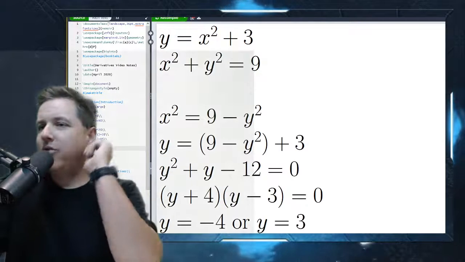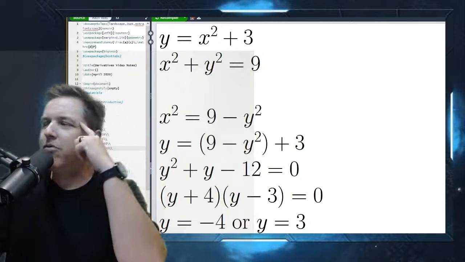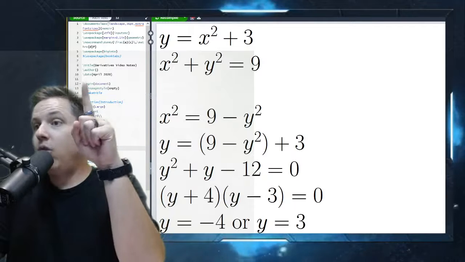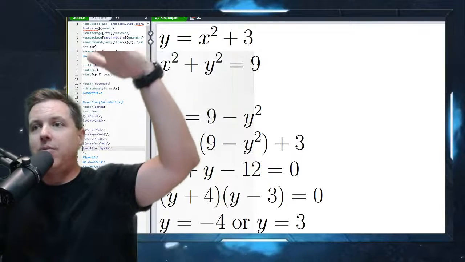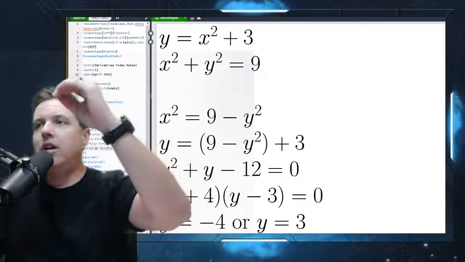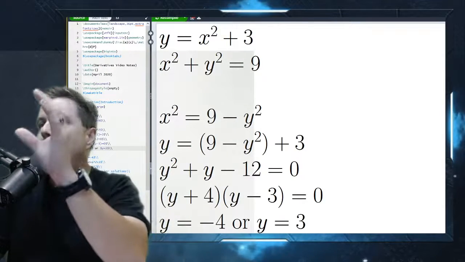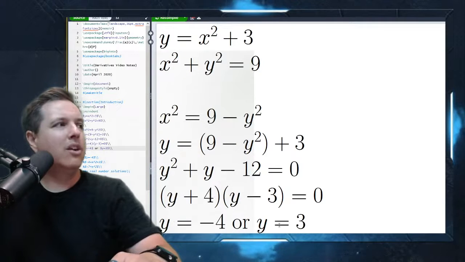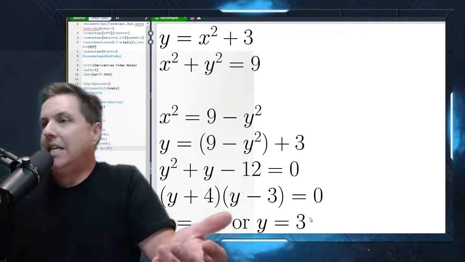Now, here's where things are a little different, because before, when we were solving systems of equations, you end up with one answer, right? You would solve your system of equations, and then you'd get maybe x equals 7, or you'd get y equals 5, right? You just get one number. Here we have two. What do you mean there's two? Y equals negative 4 or y equals 3? Well, which one is it?